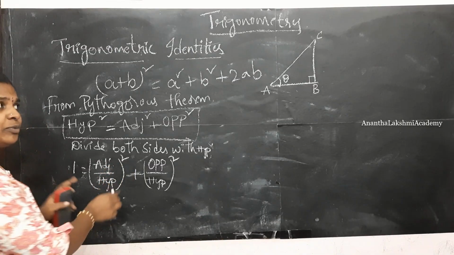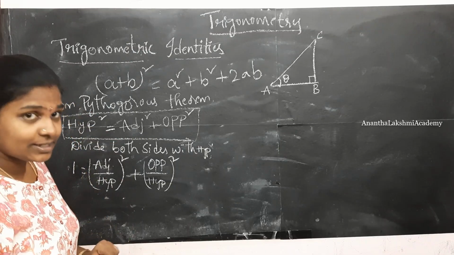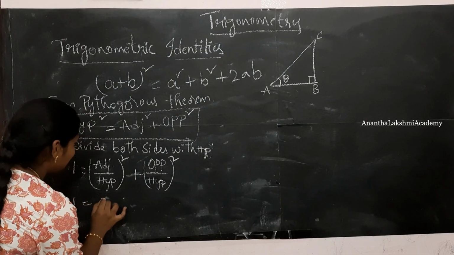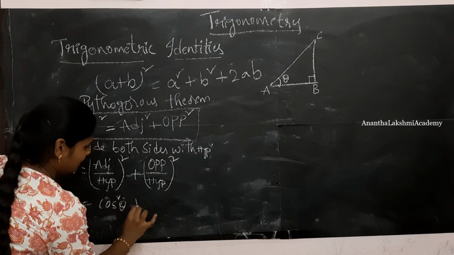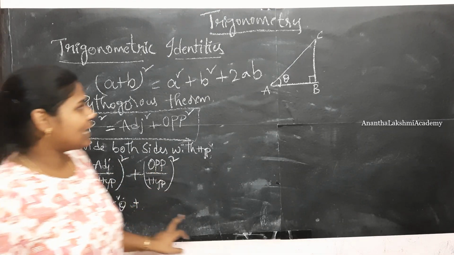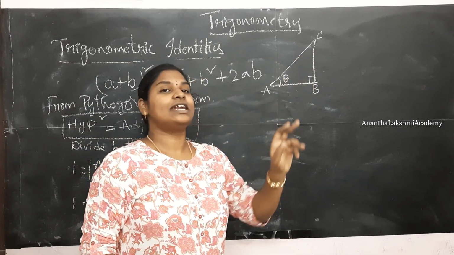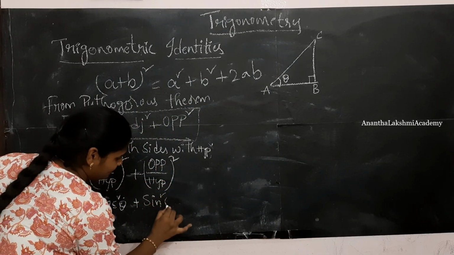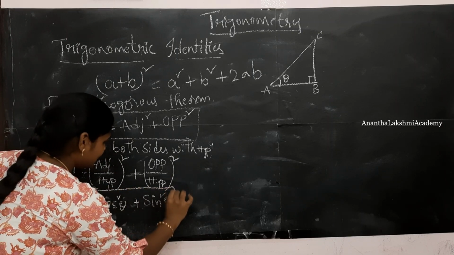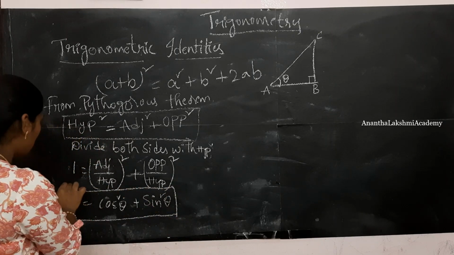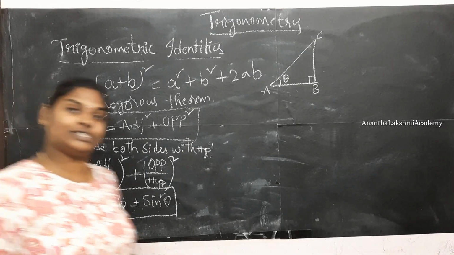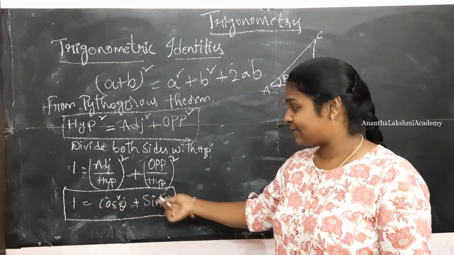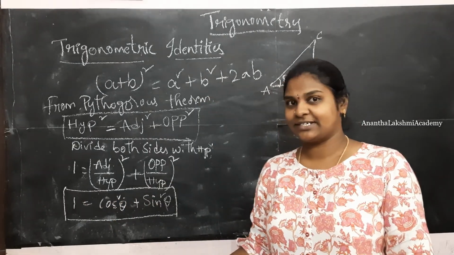So, adjacent by hypotenuse. From our trigonometric ratios first class, what is adjacent by hypotenuse? Cos, right? 1 is equal to cos square theta, since there is a square. Okay, opposite by hypotenuse. What is opposite by hypotenuse? That is sin theta. Since there is a square, it becomes sin square theta. This is the first identity of trigonometry that we solved today. Cos square theta plus sin square theta is equal to 1, or 1 is equal to cos square theta plus sin square theta, or sin square theta plus cos square theta is equal to 1.